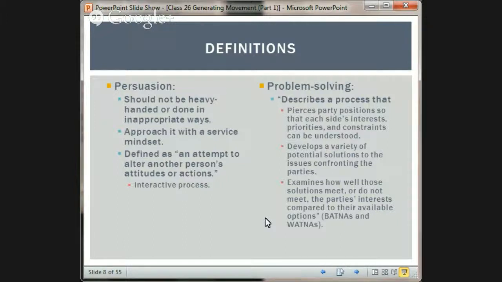be understood, develops a variety of potential solutions to the issues confronting the parties, and examines how well those solutions meet or do not meet the parties' interests compared to their available options, which, as we know from Module 3, are thatness and whatness.